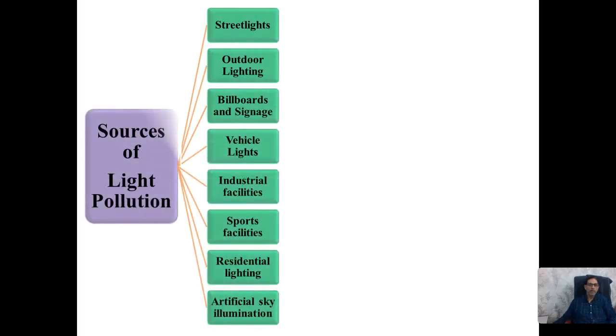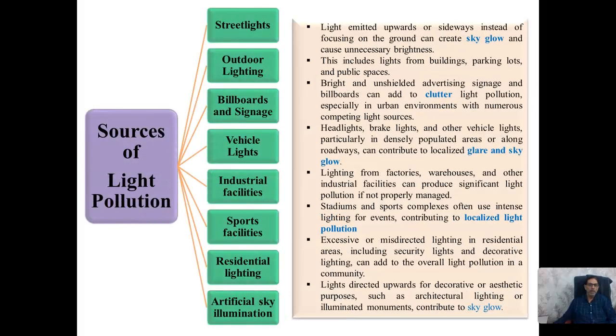Then you have got different sources of light pollution. For example, the street lights which are responsible for sky glow, then the outdoor lightings, then the billboards and signage which are responsible for light clutter, vehicle lights, which cause glare and sky glow, then industrial facilities also. Then you have got sports facilities which can cause localized light pollution. Then the residential lighting and artificial sky illumination which can cause sky glow. So these are the different sources of light pollution.